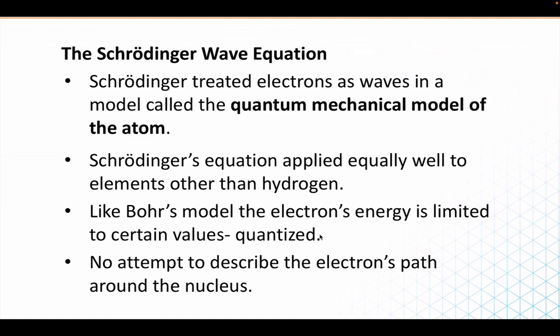atom. So the current model is called the quantum mechanical model, and it does treat electrons as being waves. If you remember, Bohr's model works for hydrogen, but not other elements. Schrodinger's model, or this model that Schrodinger helped create, applies for every element.